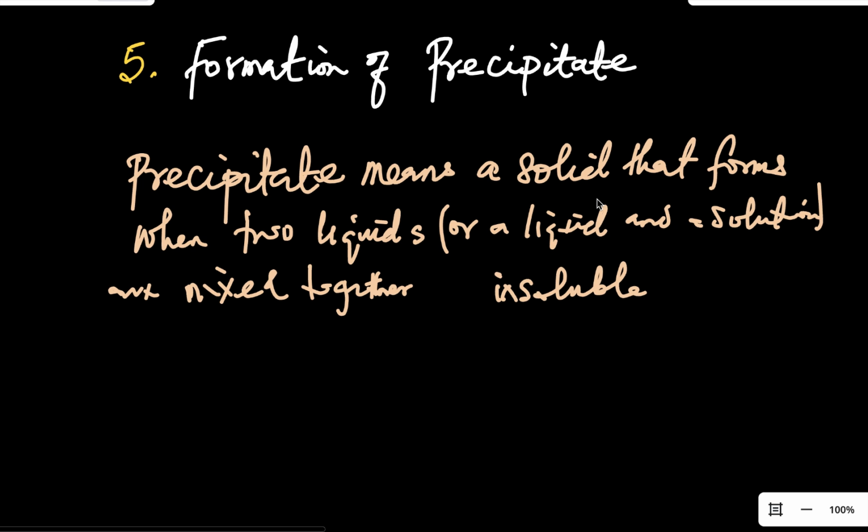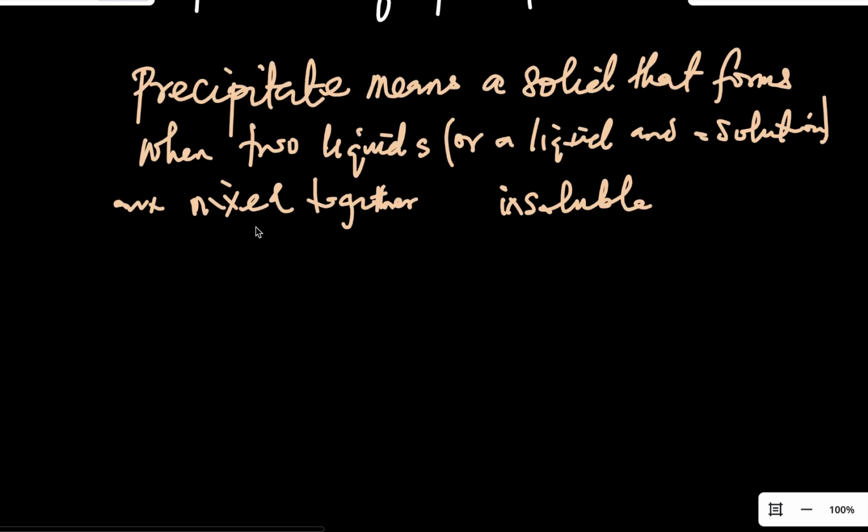But the difference is that in chemistry, the solid isn't just undissolved powder. It is formed during a chemical reaction. That solid is formed during a chemical reaction. For example, you mix silver nitrate. Let's take it in chemistry format.